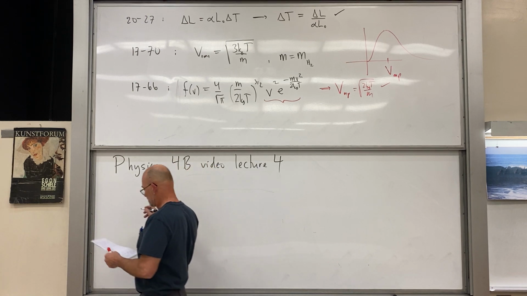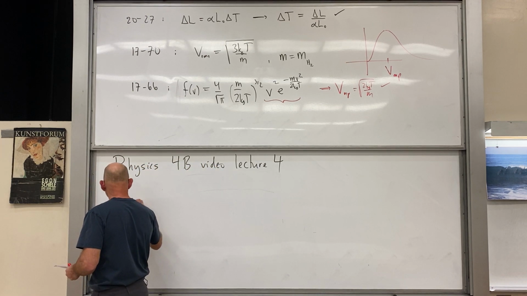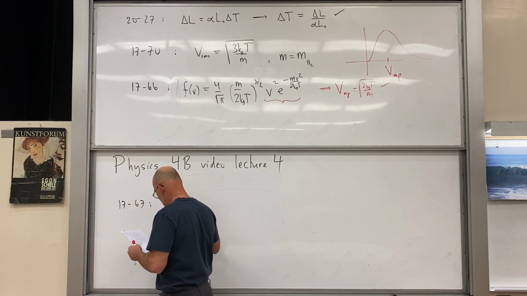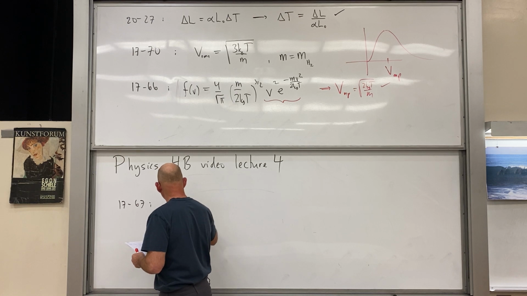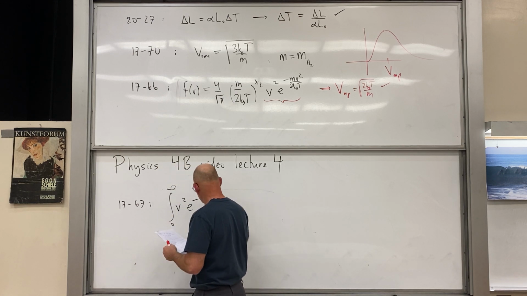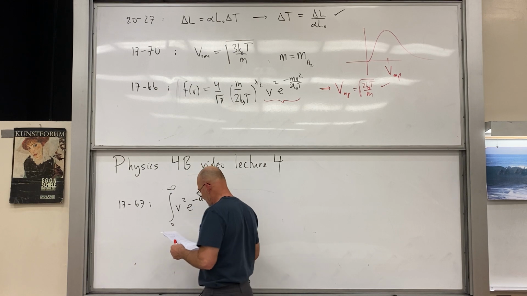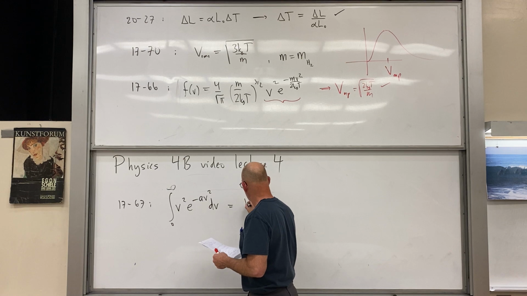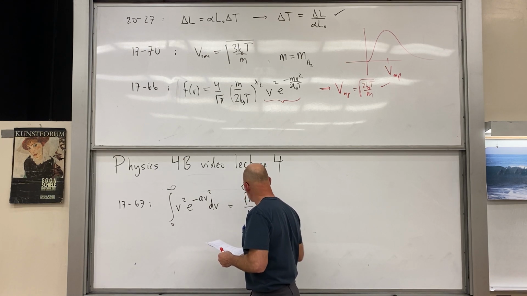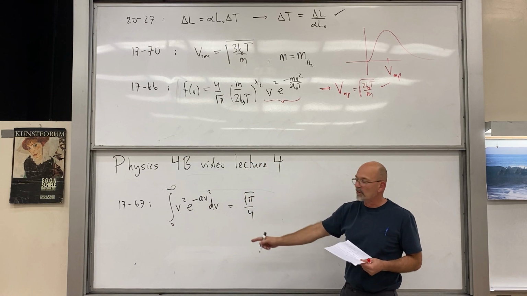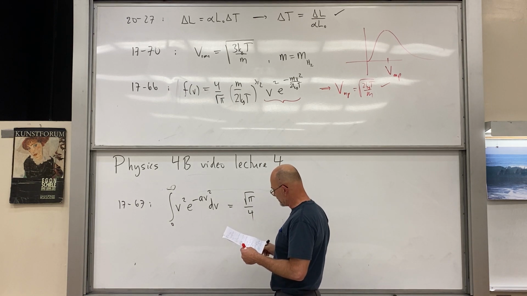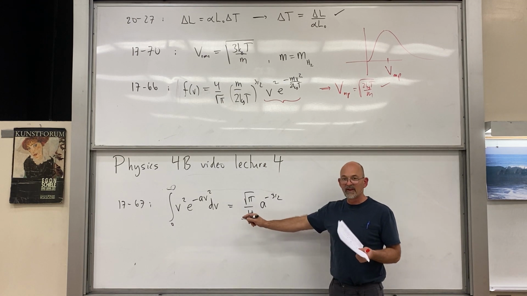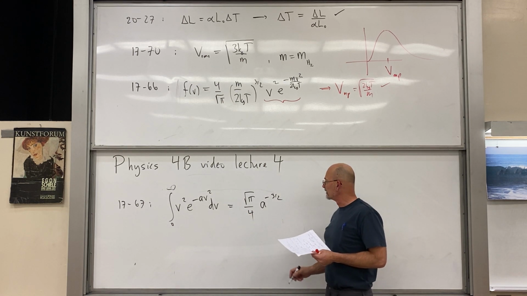So 17, problem 67: the integral from 0 to infinity of v squared e to the minus a v squared, where a is a constant, dv, is equal to root pi divided by 4, not root pi over 4, times a to the minus 3/2. That puts you off by a factor. So there was a mistake in the book. This is the correct formula, and it will give you the right answer.